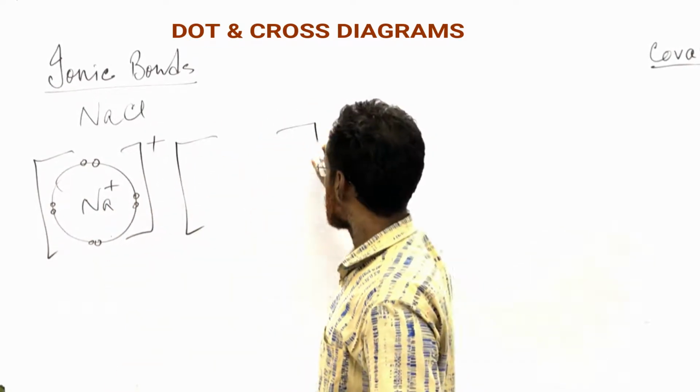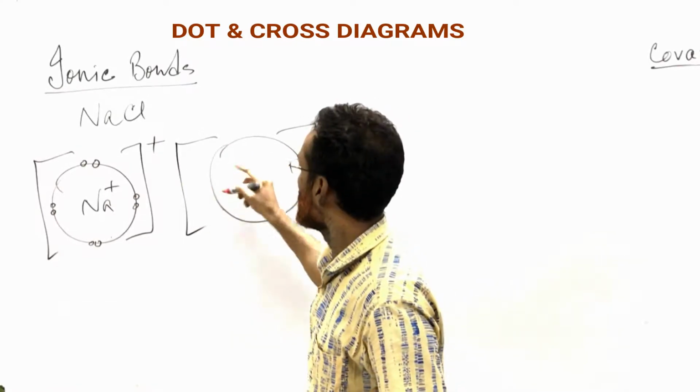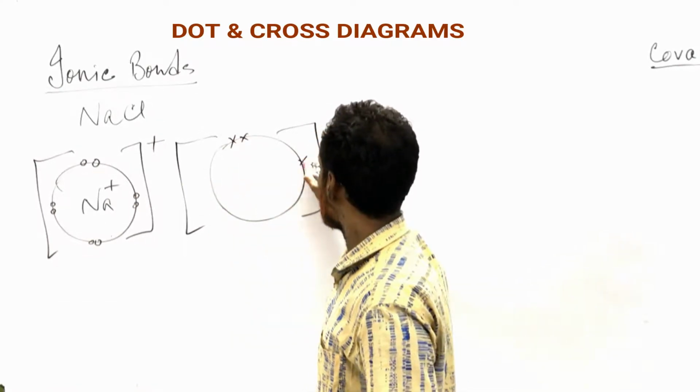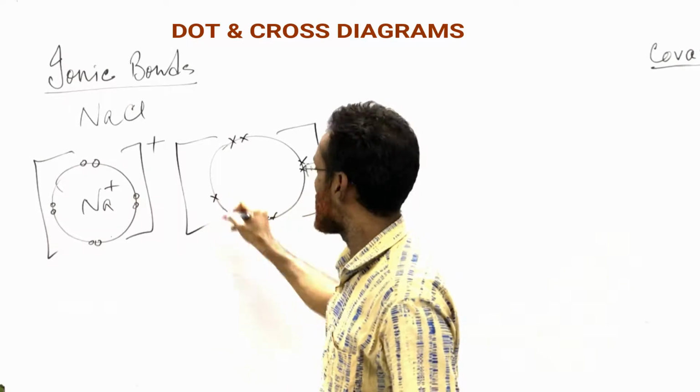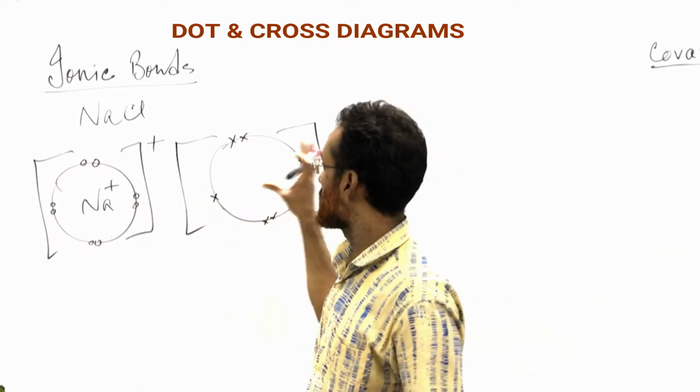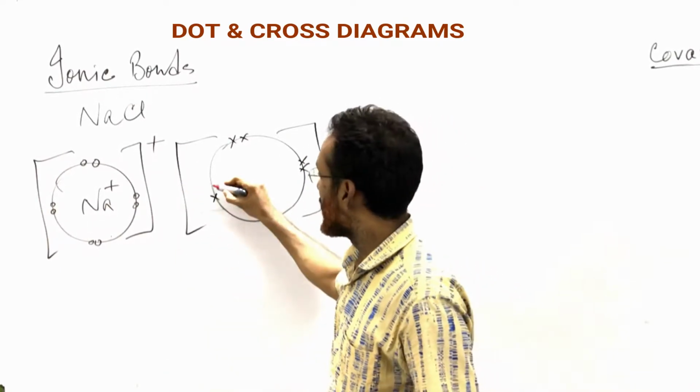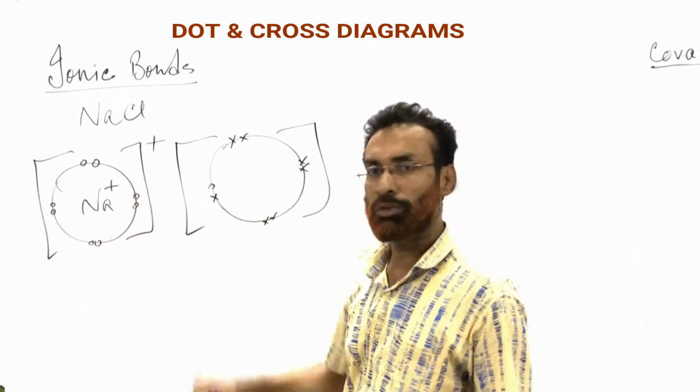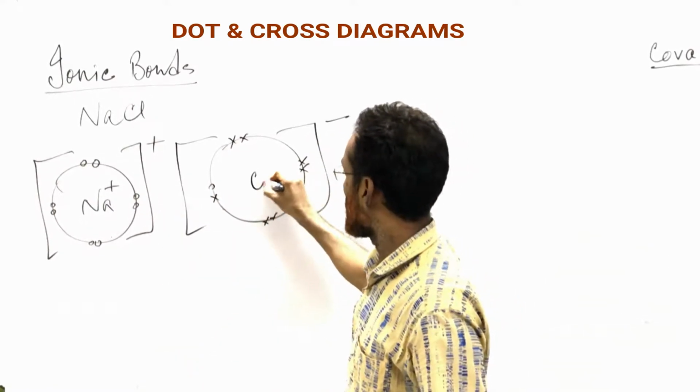And another is chlorine. Here is chlorine: 1, 2, 3, 4, 5, 6, 7. 7 electrons of chlorine. We are showing them as crosses. And here's 1 which is from sodium. So this is a minus chloride ion.